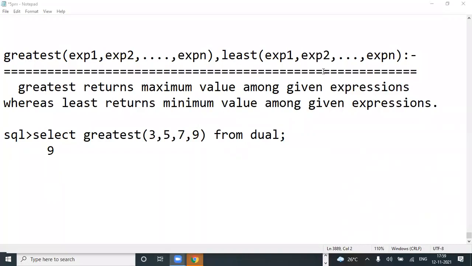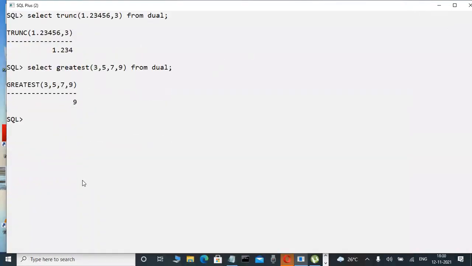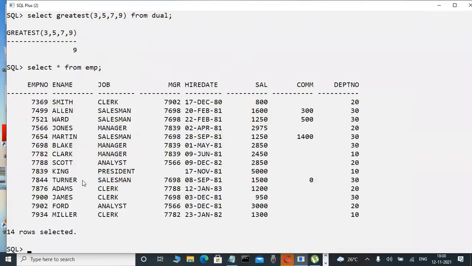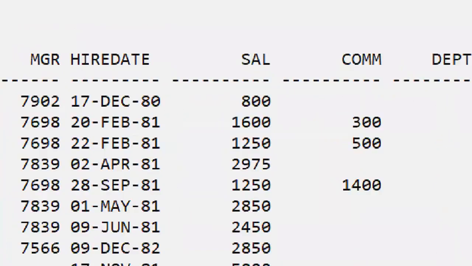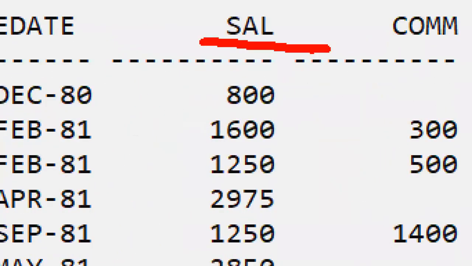Okay, now concentrate. From now onwards it is very important. Five minutes, concentrate. I'm already telling you. Suppose this is a table. Why this is important is different. This is a salary column. Observe it for a minute. Here also numbers are there. Salary column, numbers are there.